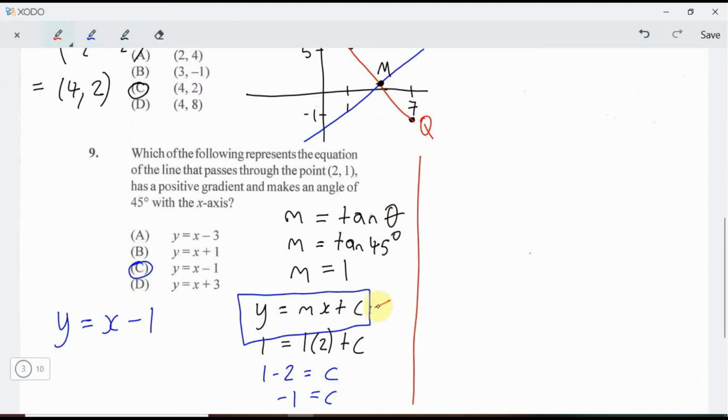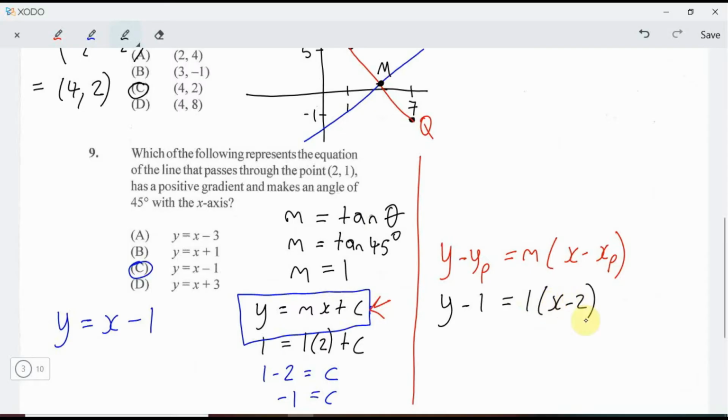Now, I really don't like to do it this way. I don't like to use this formula right here. There's another formula to use. The formula goes like this. y minus the y value at the point equals gradient in bracket x minus the x value at the point. Using this formula, you're going to get y minus 1 equals 1 in bracket x minus 2. So y minus 1 equals x minus 2. Then you add 1 to both sides, so you get y equals x minus 1.